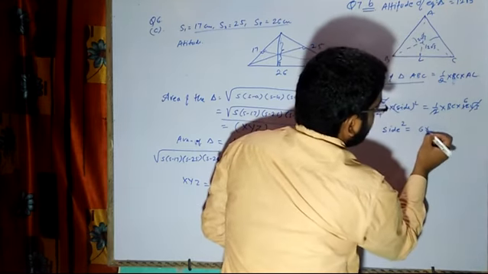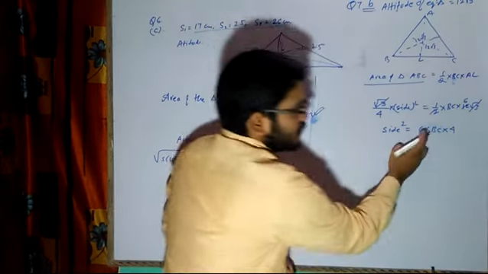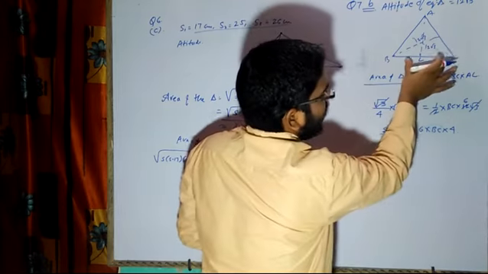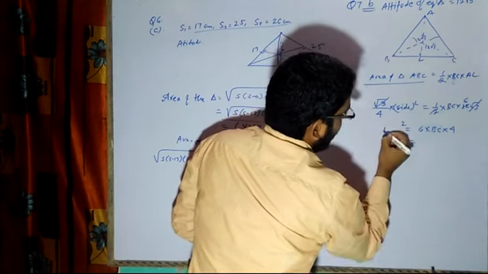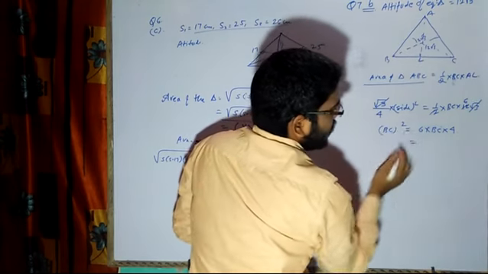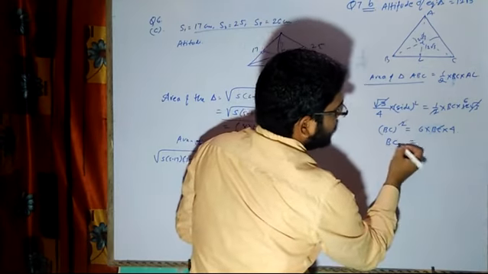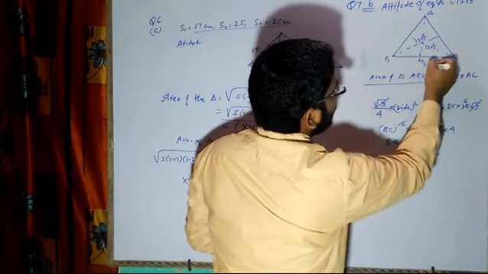6 into BC into 4, correct? Now this is side square. Side square means BC, AB, AC. Instead of writing side square, I can also write BC square. So this square will get cancelled, and this BC will get cancelled. So BC will be equal to 24. Now you got BC is equal to 24.